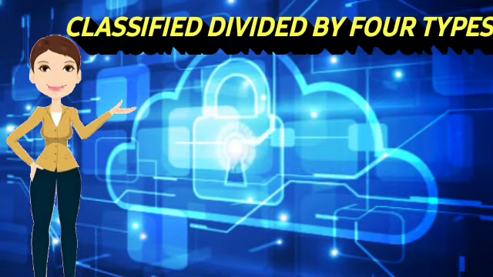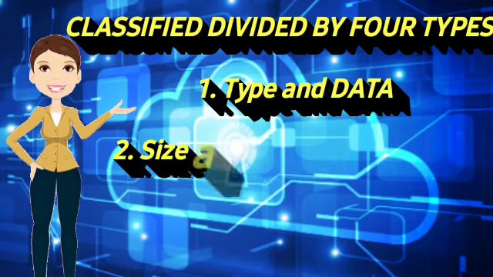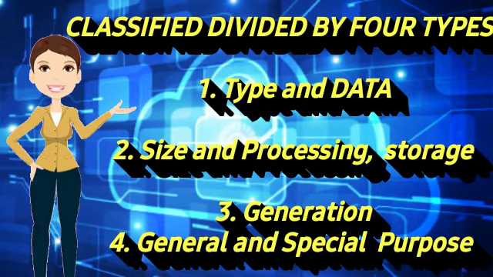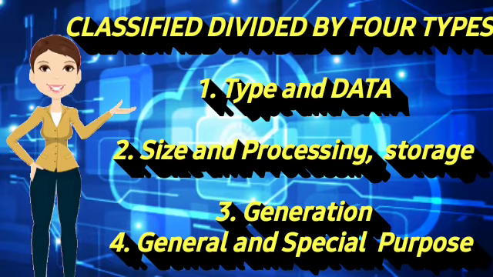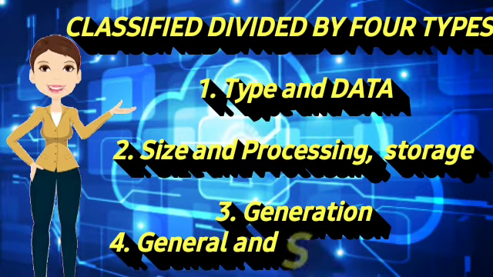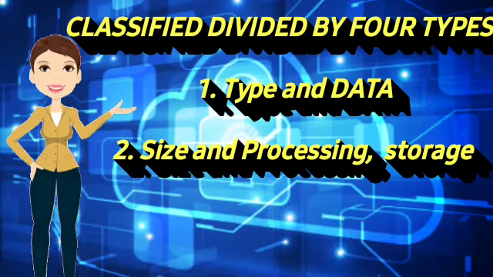That is size, one type. One more is capacity and storage. These two classifications I explained before in this video. Now I am going to explain the remaining two types. Okay, of the two types, the third one is generation.